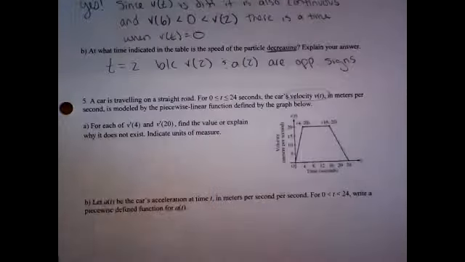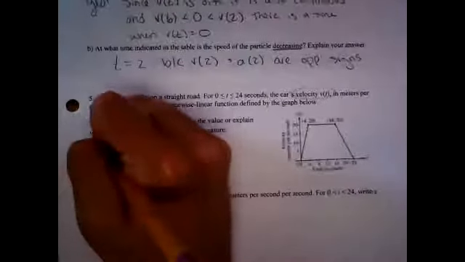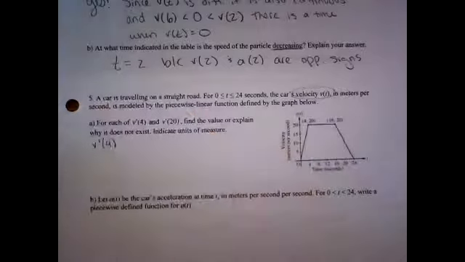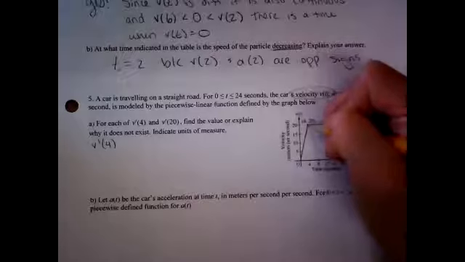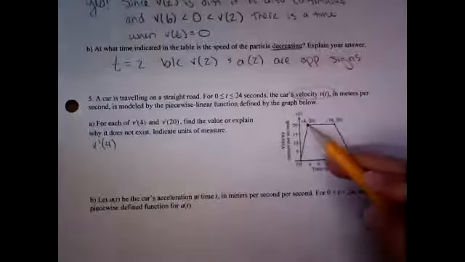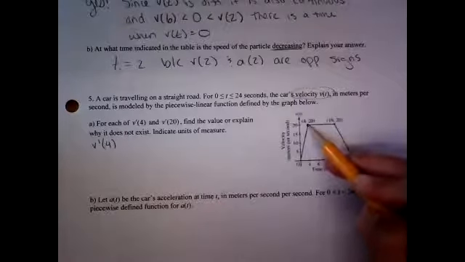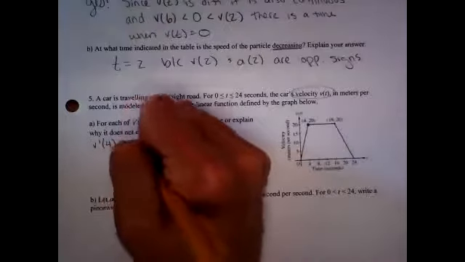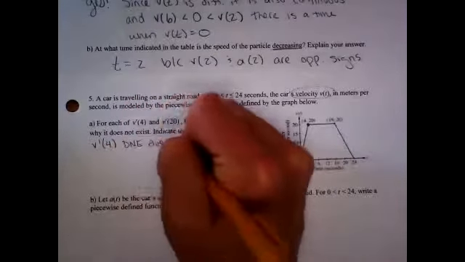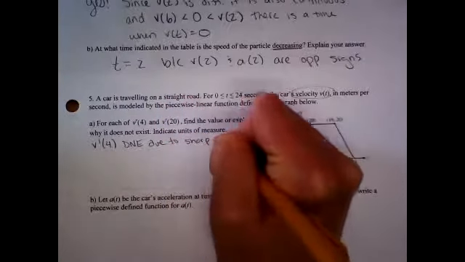For each of v prime of 4, v prime of 20, find it or explain why it doesn't exist, include units. All right, that's the derivative of what we're looking at. So at 4, which is right here, can I get a derivative at that point? No, why not? Sharp point. Okay, sharp edge. So v prime of 4 does not exist due to sharp edge.